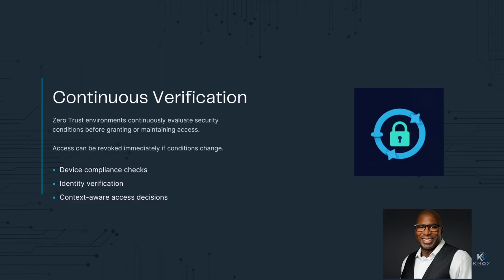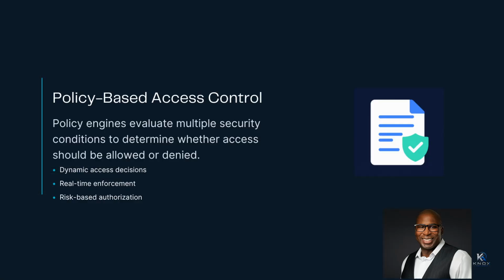So, how are those access decisions actually enforced? Policy engines evaluate multiple security conditions to determine whether access should be allowed or denied. This creates dynamic access decisions based on real-time security conditions instead of static trust. That allows organizations to enforce risk-based authorization and continuous policy evaluation.